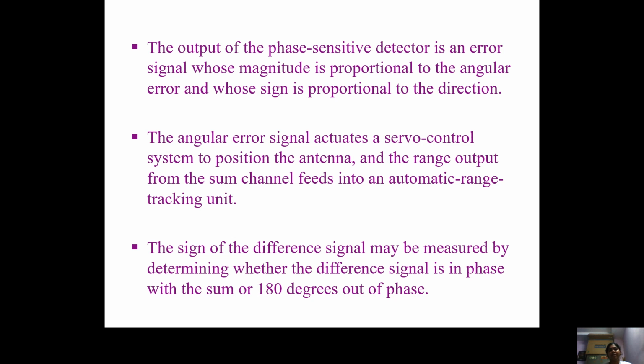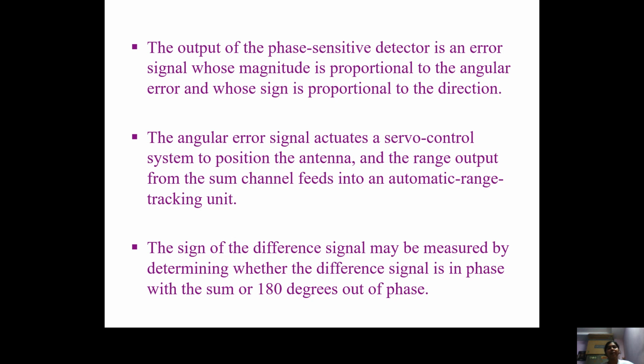And the output of the phase sensitive detector is an error signal whose magnitude is proportional to angular error and whose sign is proportional to the direction. So here the outputs available in the sum and difference channels are given to the phase sensitive detector, where they are multiplied, and the magnitude of the angular error is generated.